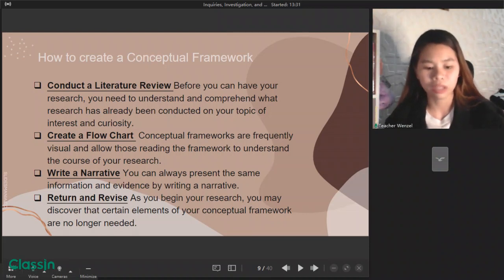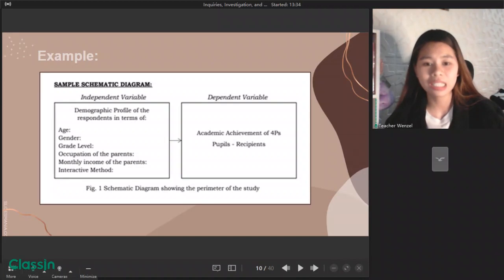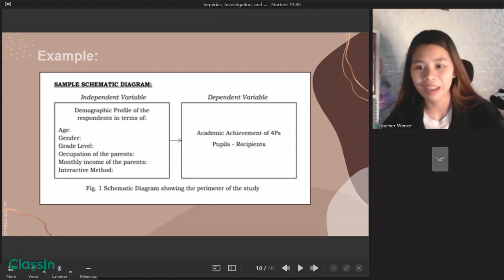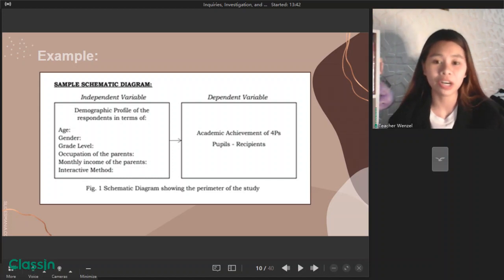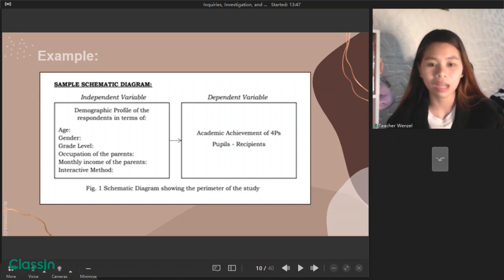So look at this one. This is the sample schematic diagram, right? Which shows the independent and dependent variables. As you can see, it also has a narrative that explains the features. There are two types of variables: independent and dependent variables. So what is the difference? Independent variables are the ones you change for your experiment. In contrast, the dependent variables are the ones you can only observe.